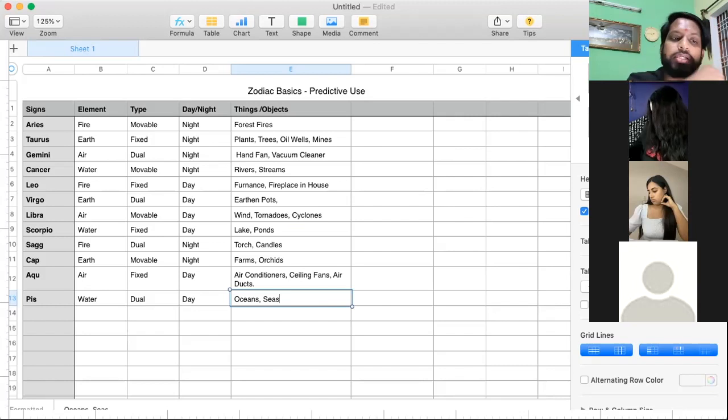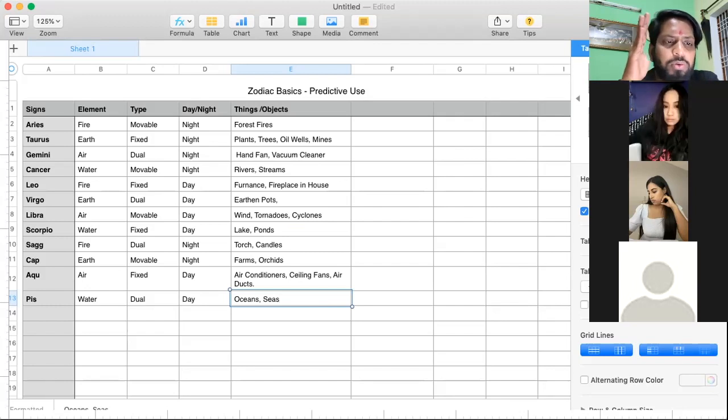And the dual sign represents the middle, in between. For example, movable signs represent around 1,000 kilometers. The fixed sign represents 10 to 50 kilometers. And the dual sign represents something around 400 to 500 kilometers. I'm just giving a normal example. It can vary depending upon the scale.